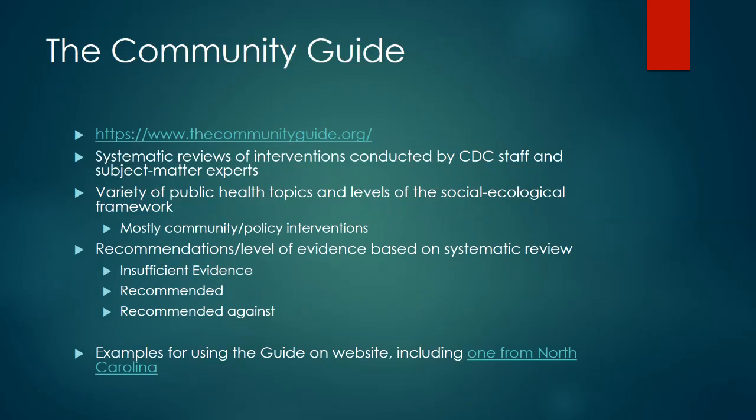Most of these are community or policy level interventions, so maybe not of interest if you know you want an individual level intervention. They have different criteria that result in 3 basic recommendation levels: insufficient evidence, recommended, or recommended against. So there are examples on their website about how to use the guide, including one from North Carolina.